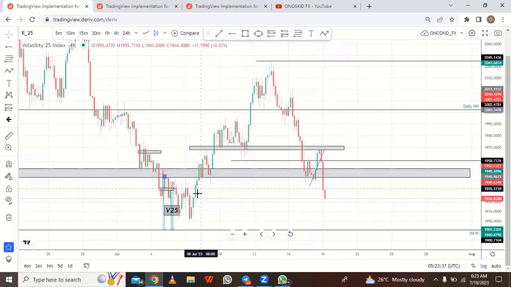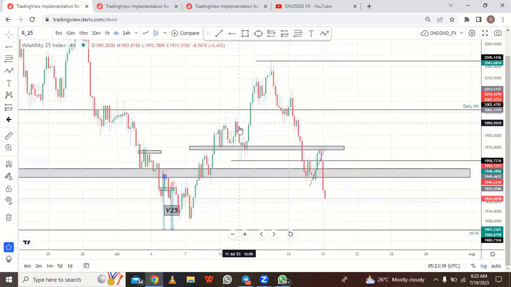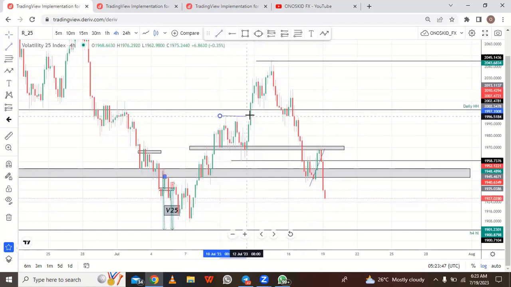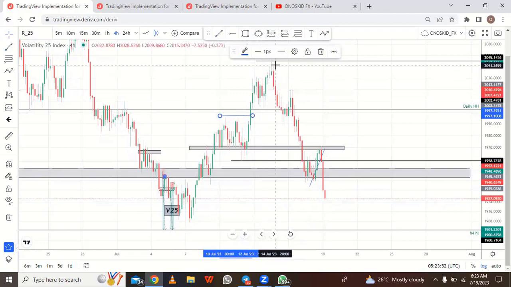What I mean by that is that you see after this impulsive move to the upside, there is a little retracement, and then there is a break of structure here. The market breaks structure around this level to create a new H4 higher high. All right, so what we expect is that the market will have a pullback and then continue in the upward direction.